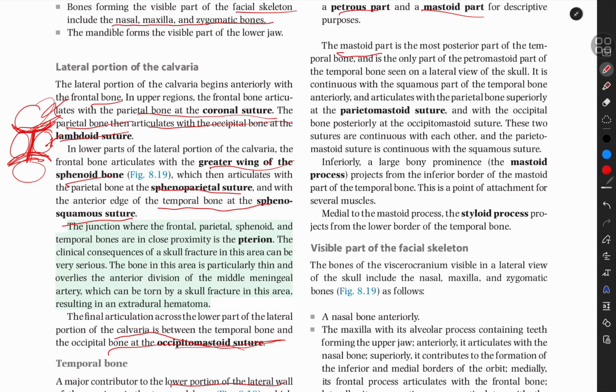The mastoid part is the most posterior part of the temporal bone and is the only part of the petromastoid part of the temporal bone seen on the lateral view of the skull. It is continuous with the squamous part of the temporal bone anteriorly, which articulates with the parietal bone superiorly at the parieto-mastoid suture.